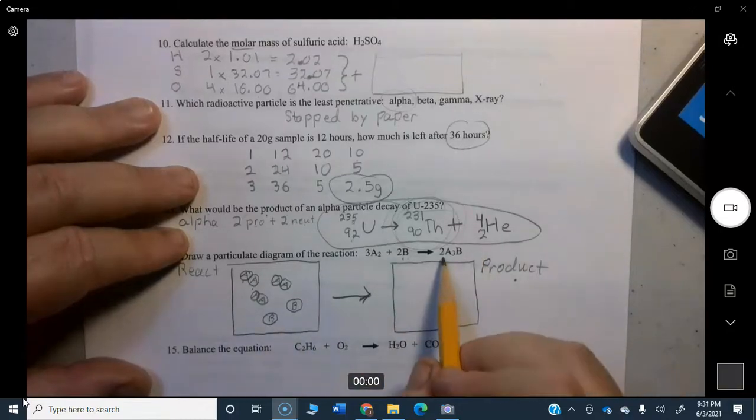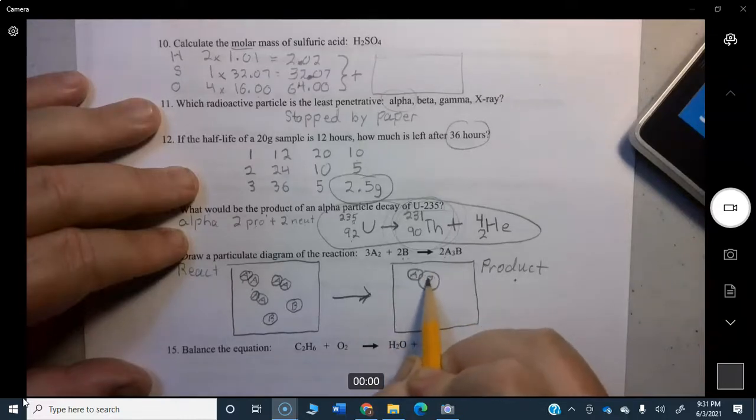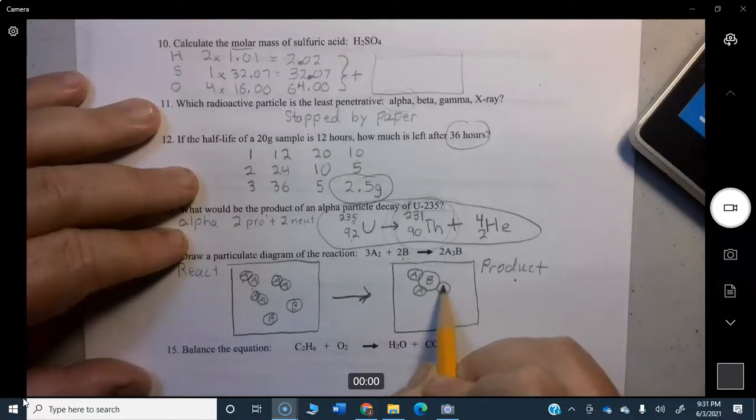And over here, it's going to form 2 molecules that have 3 A atoms and 1 B atom. So you're going to have A. Let me draw the B here. B. A. A. Okay, so there's one A3B right there, and then we're going to draw a second one.